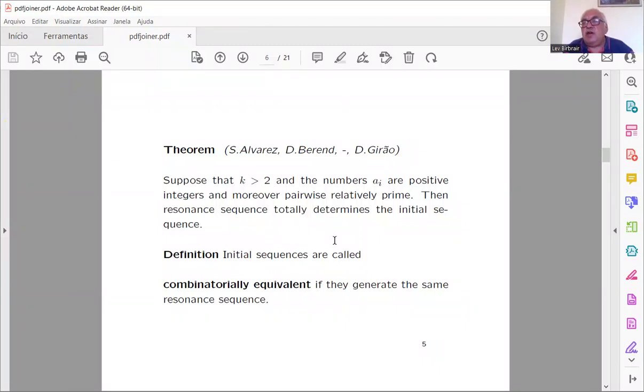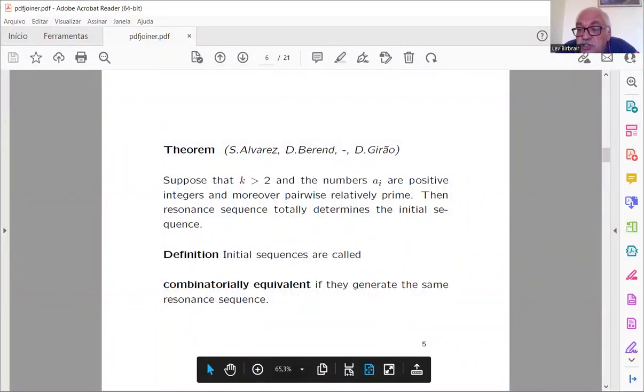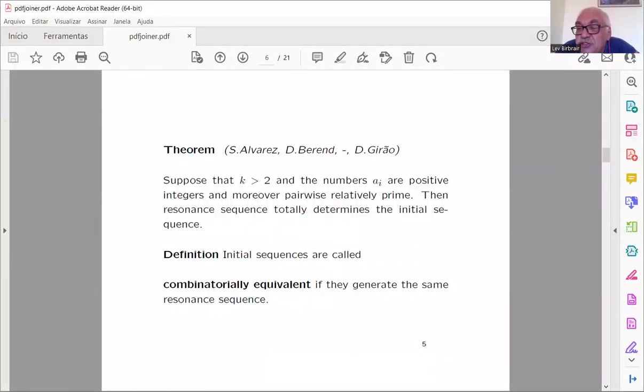If you know that the elements are positive integers, and more than that, they're pairwise relatively prime, then the initial sequence is totally determined by the resonance sequence. And if you want, you can keep it as an Olympiad problem. During my talk, if some of you are interested in Olympiads, you can try to solve it as an Olympiad problem, okay?